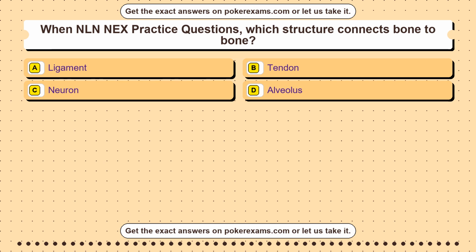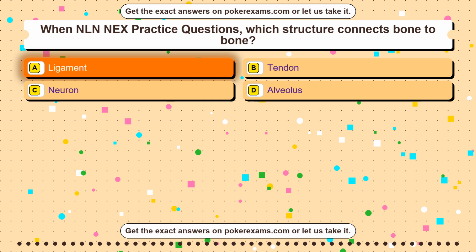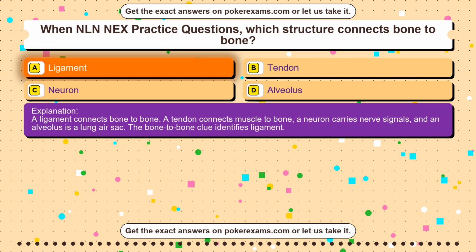Question 9. When get physical science practice, which substance is made of atoms bonded together? Option A compound. Option B opinion. Option C variable. Option D government. The correct answer is option A. A compound is made of two or more elements chemically bonded. Opinion, variable, and government are not chemical substance types. Bonding is the science clue.